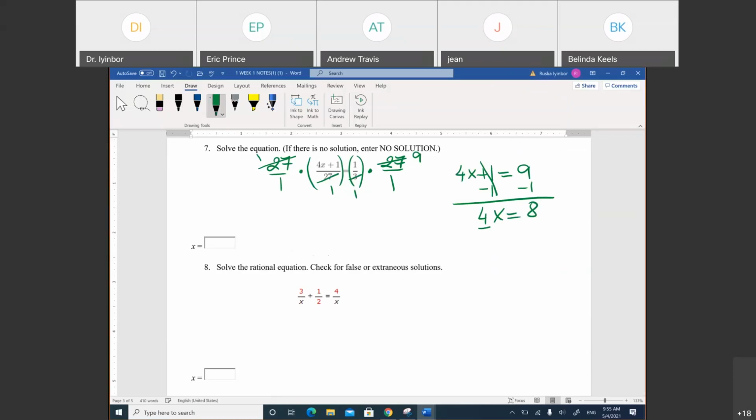Divide by 4. That's right. Divide by the number in front of x. So what you get, x equals 8 divided by 4 is 2. Okay? So that's my solution, x equals 2.